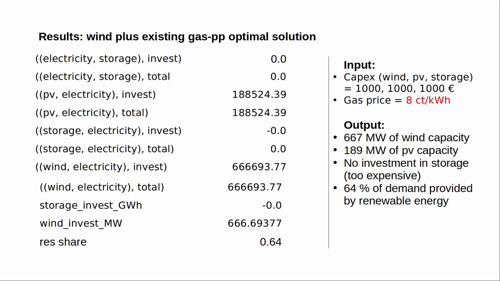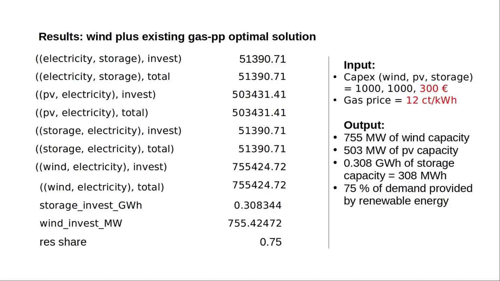If we are now changing the gas price to 8 cents per kilowatt hour, meaning we're doubling the price, we see that we now install 667 megawatt of wind capacity and 189 megawatt of PV capacity. We don't see any investment in storage because it's still too expensive. And we see that 64% of the demand is now provided by renewable energy, which makes sense since the fossil energy is now more expensive.